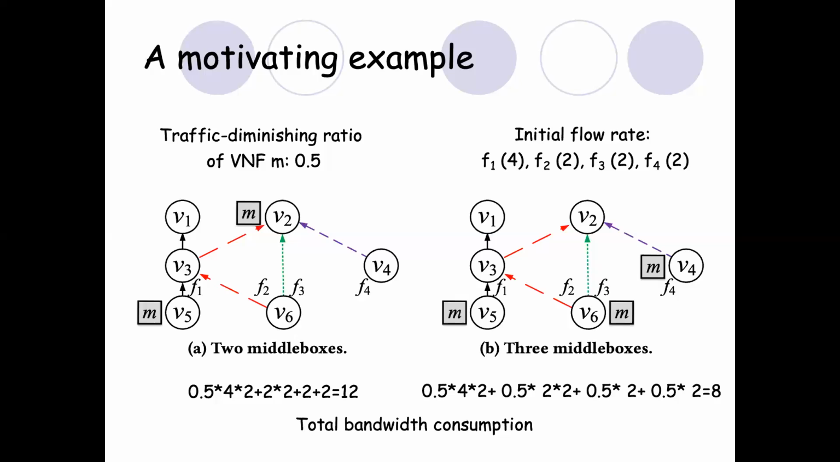However, if we are allowed to deploy 3 middleboxes, shown in figure B, we should deploy one on each flow source, because this can reduce the bandwidth consumption in the earliest locations for all flows. So the total flow bandwidth consumption here is reduced to 0.5 times 4 times 2 plus 2 times 2 plus 2 plus 2, which is 8. And we can see that it's actually the minimum of all the cases.